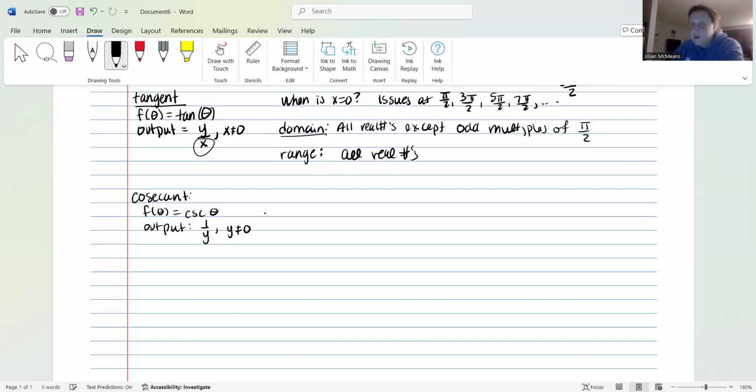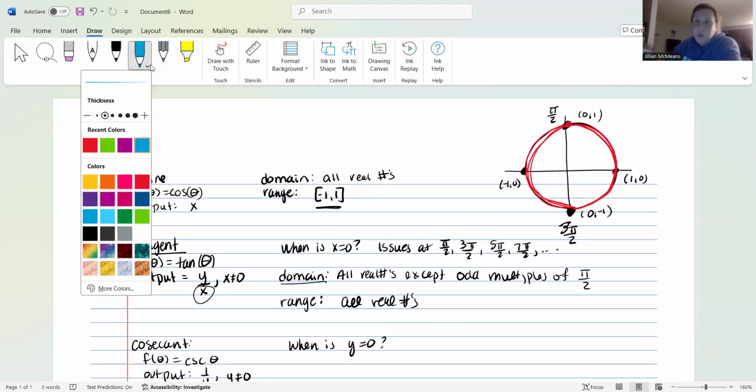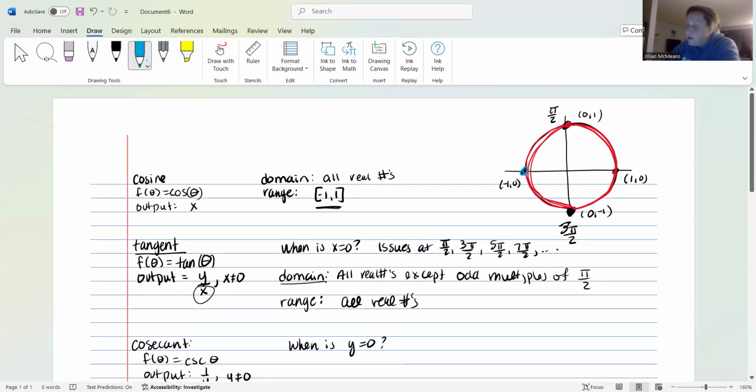So then we have to ask ourselves, when is y equal to 0? Well, let's go back up to our really limited unit circle. Okay, so when is y equal to 0? Let's do that in blue. So y is equal to 0 here and here.